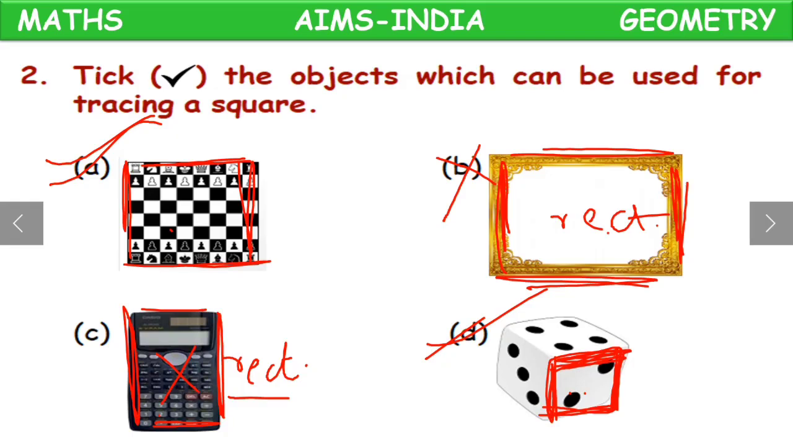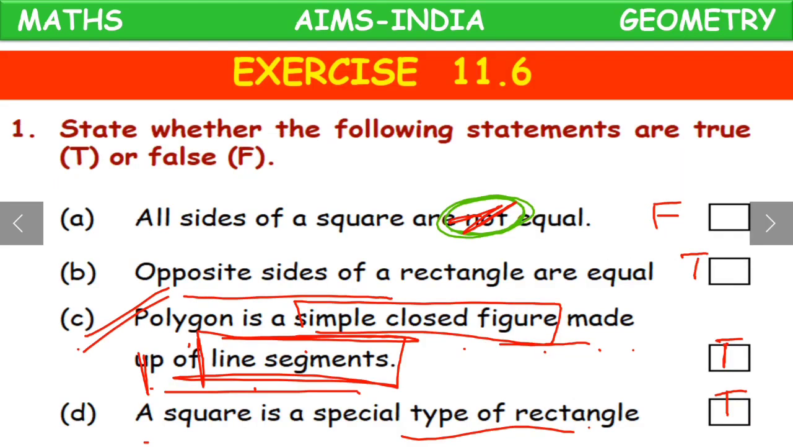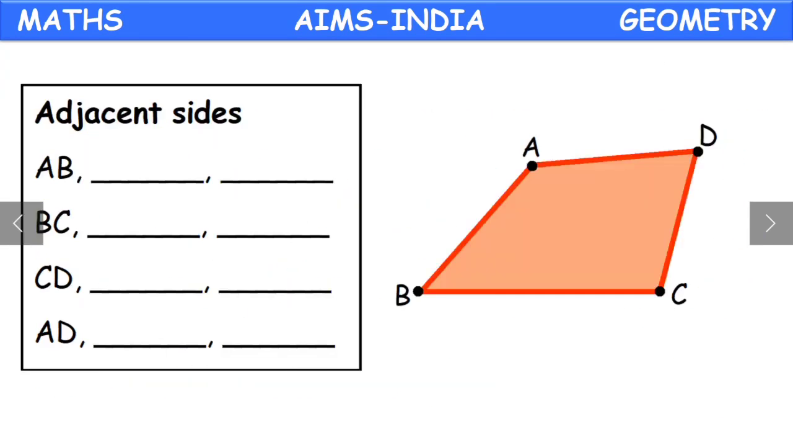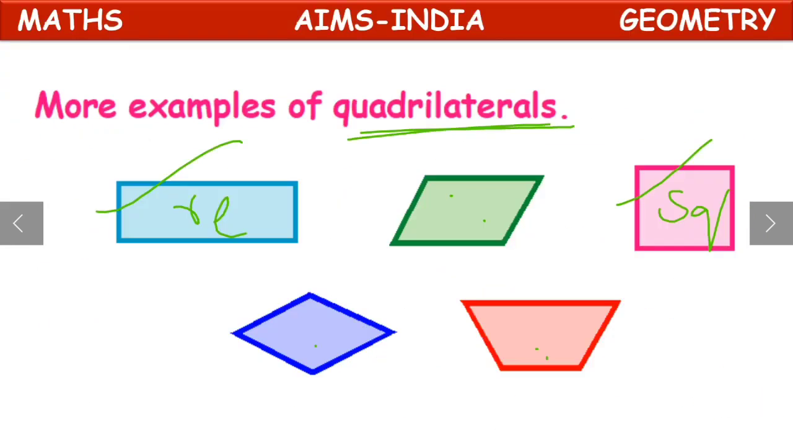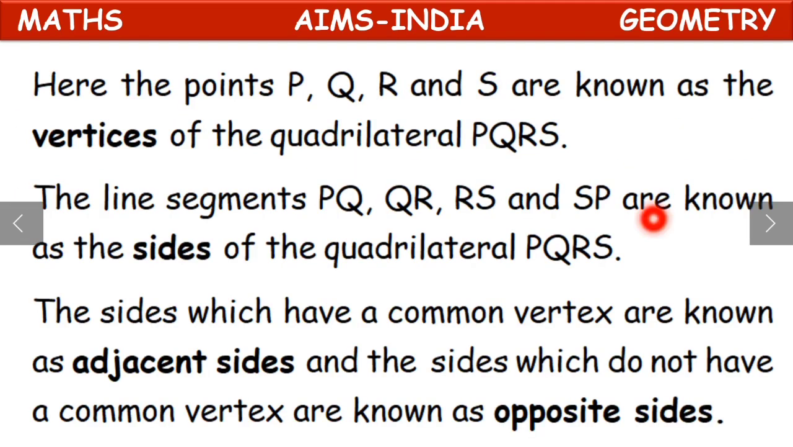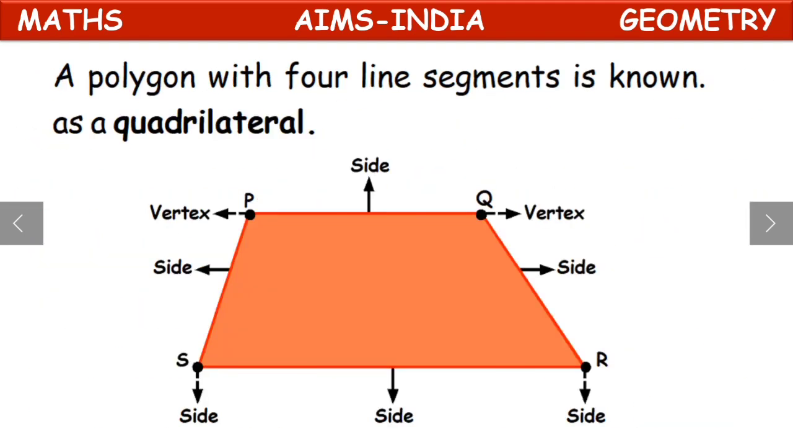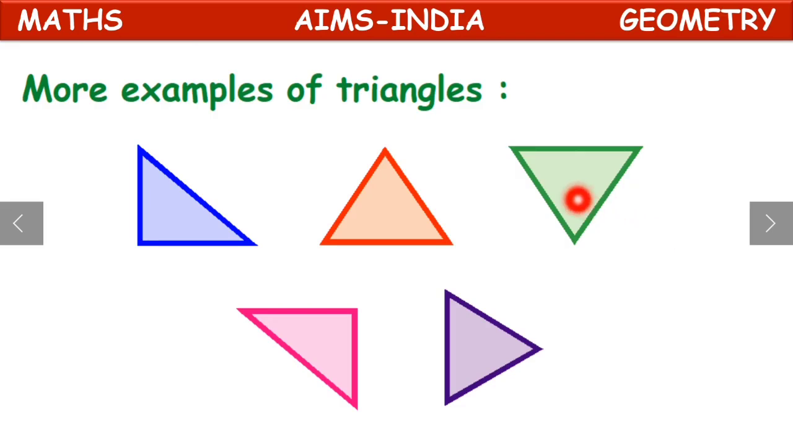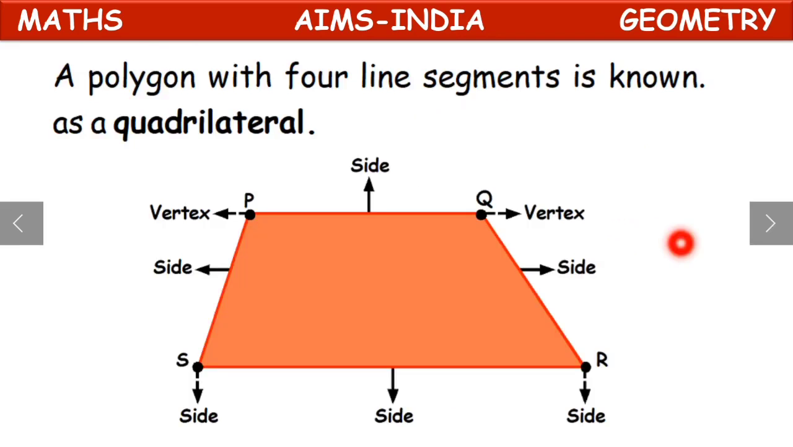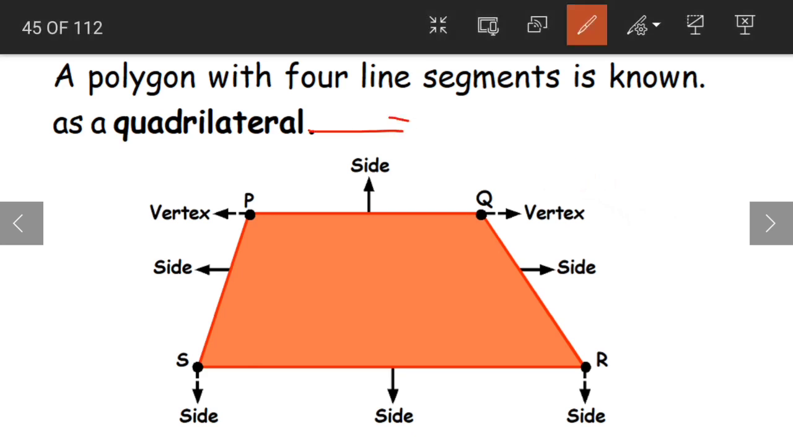What did we learn in today's class? We have learned about the different types of polygons. We have learned about a polygon with three sides, that is nothing but a triangle, and a polygon with four line segments is known as a quadrilateral. And then in quadrilaterals we had a rectangle, which is a special type of quadrilateral, and again we have learnt about a square, which is a special type of rectangle.